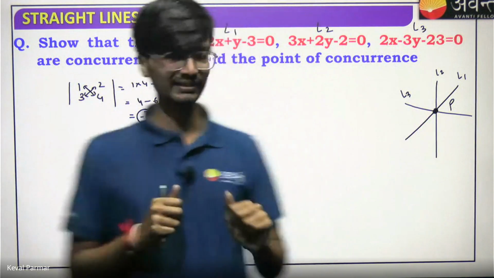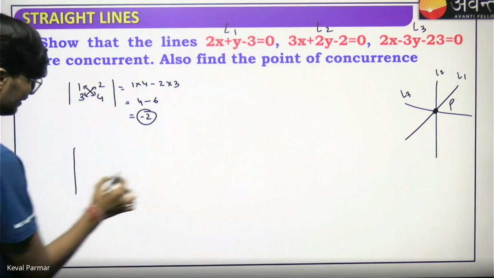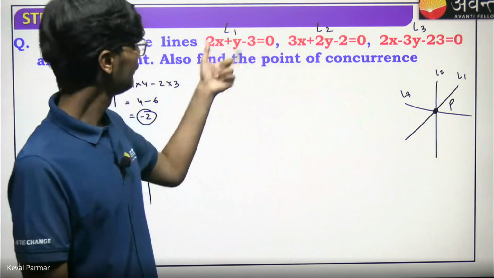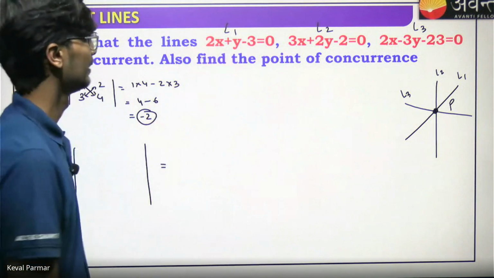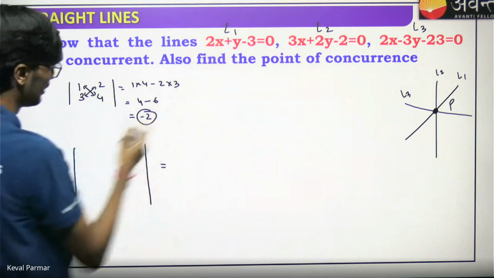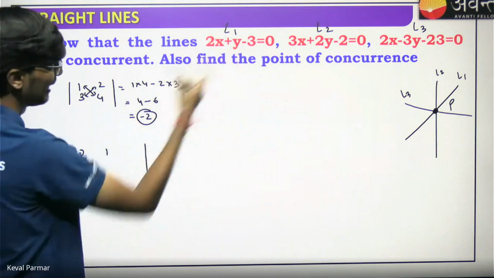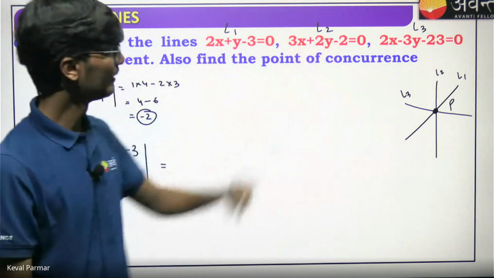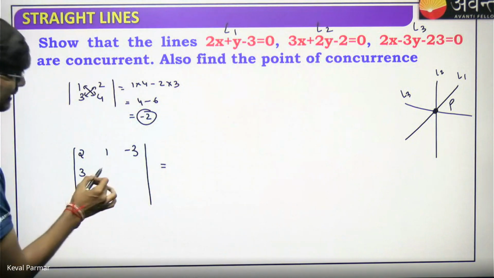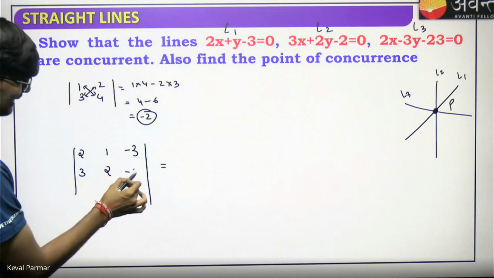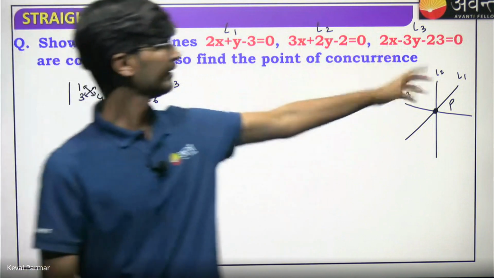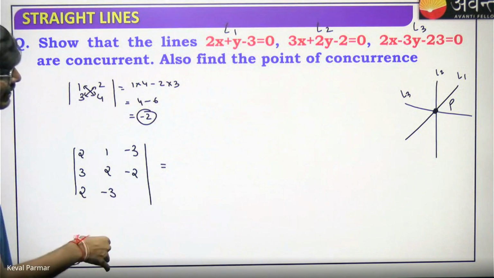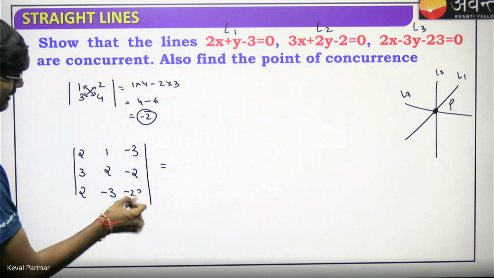One of the ways is checking the value of a 3 by 3 determinant. Now what is a 3 by 3 determinant? Let's say we fill this determinant with the coefficients. Here the x coefficient is 2, y's is 1 and the constant term is minus. Similarly, the second equation gives 3, 2, minus 2. And lastly, the third equation gives 2, minus 3 and minus 23.